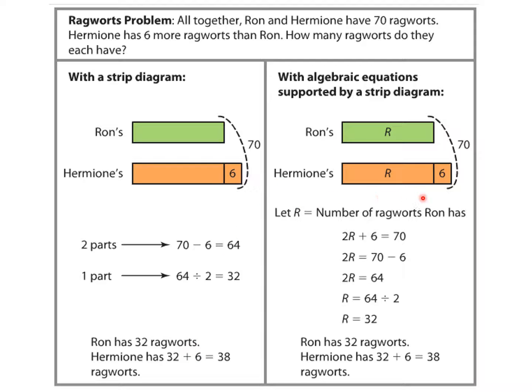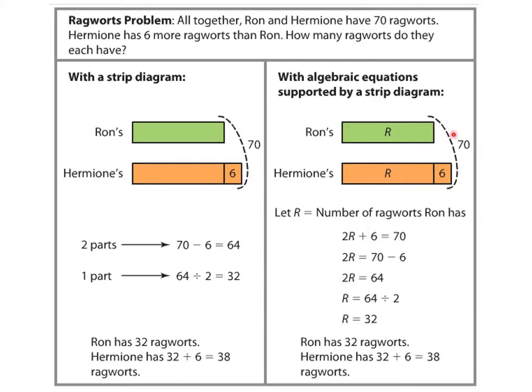Now let's use that strip diagram to set up an algebraic equation. Same strip diagram, but now we're going to label each one of those pieces with the letter R. And that indicates that R is the number of ragworts that Ron has. So again, notice that we've clearly labeled things, we've clearly identified what our variable is. That's a very important part of drawing a good strip diagram.